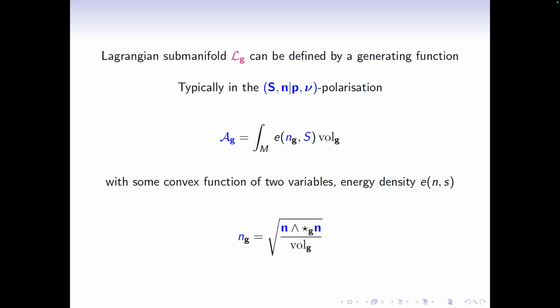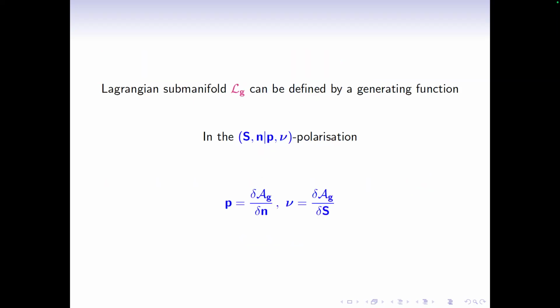So what do I do now? So this is a functional of half of my variables. It only depends on s and n. It doesn't depend on p and nu. And what I now do is impose the relation saying that p is the variational derivative of this function with respect to n, and nu is the variational derivative of this function with respect to s. And so that defines an infinite-dimensional submanifold in my space P, where p and nu are related to s and n.